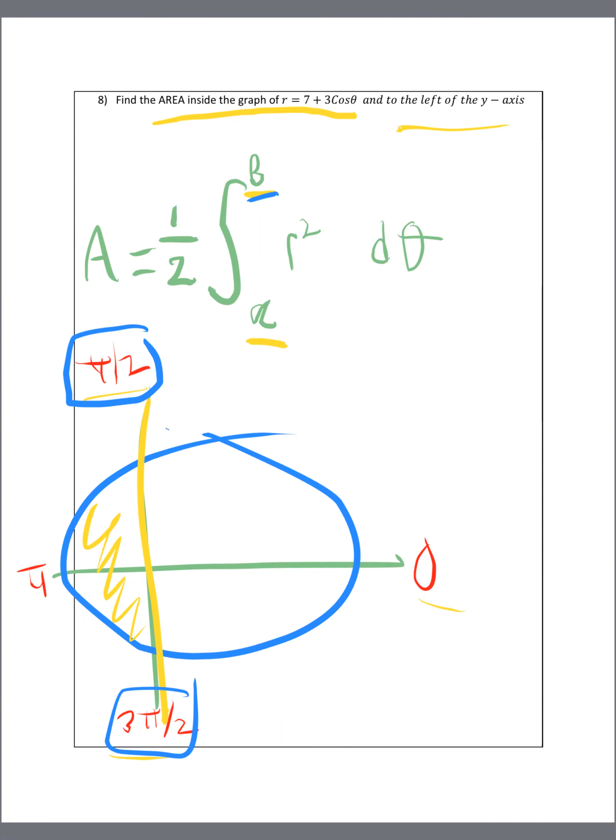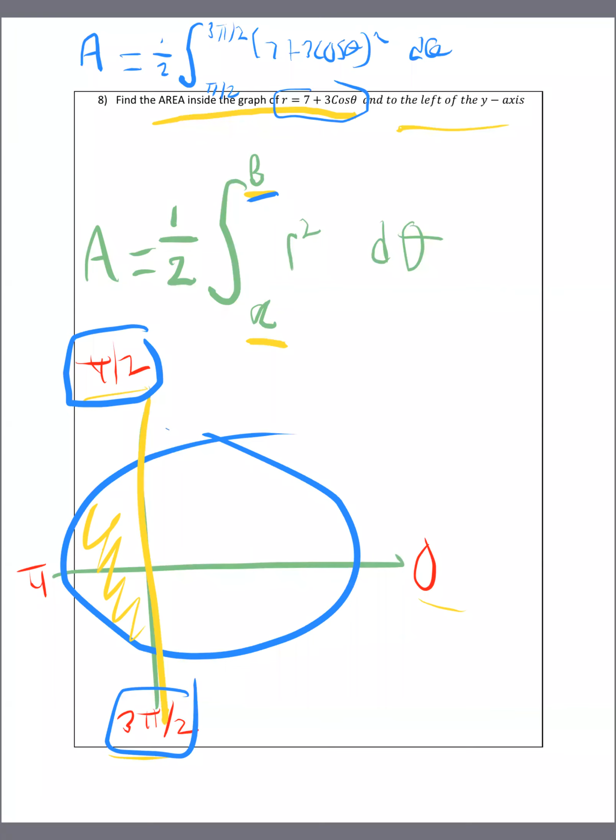So I'm going to leave the picture here, but at this point we already know what the formula is. So we know it's 1/2 the integral from pi over 2 to 3 pi over 2 of r squared. And r is this. So it's 7 plus 3 cosine of theta, squared, d theta.